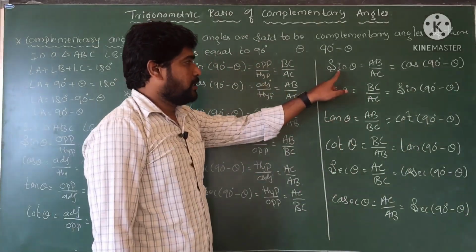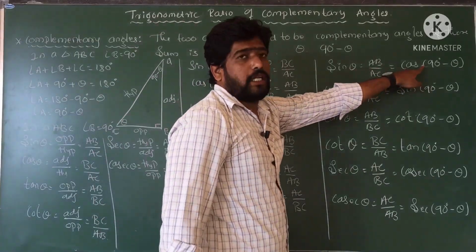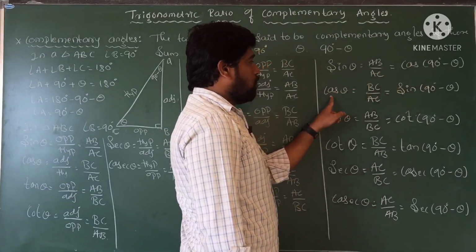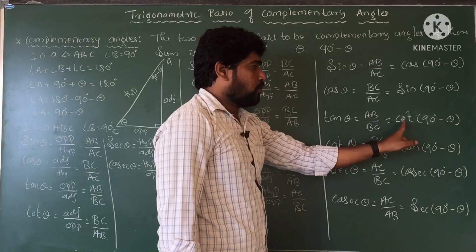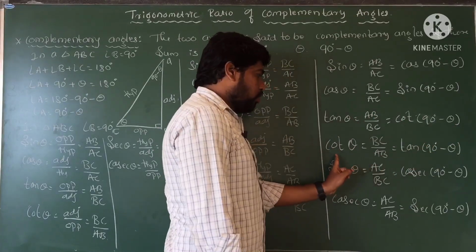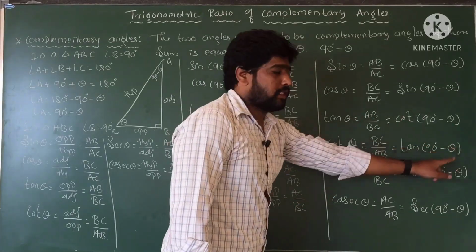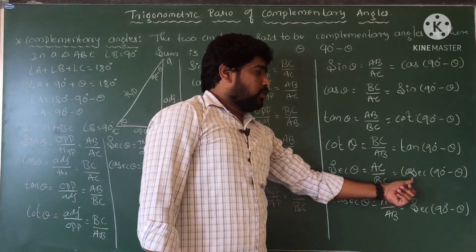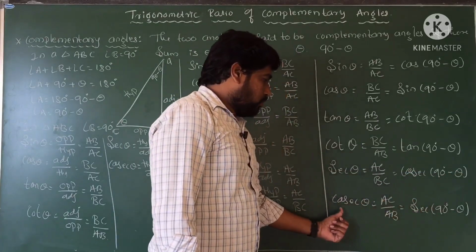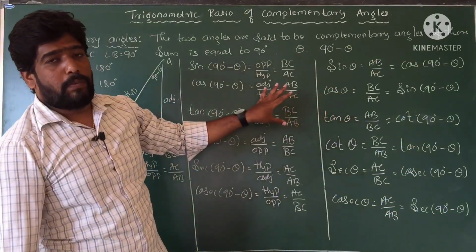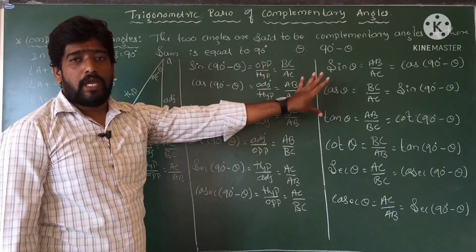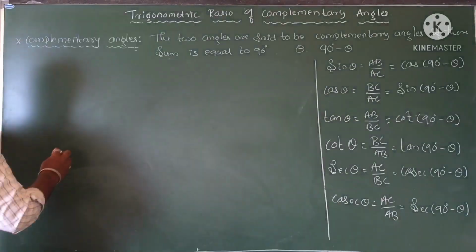So see here, sin theta is equal to cos 90 minus theta. Cos theta is equal to sin 90 minus theta. Tan theta is equal to cot 90 minus theta. Cot theta is equal to tan 90 minus theta. Sec theta is equal to cosec 90 minus theta. Cosec theta is equal to sec 90 minus theta. These are the trigonometric ratios of complementary angles.